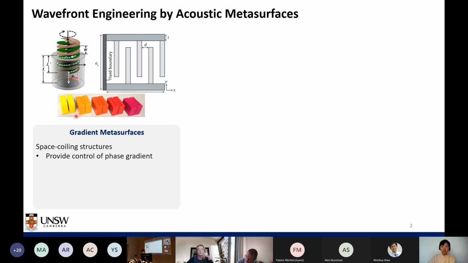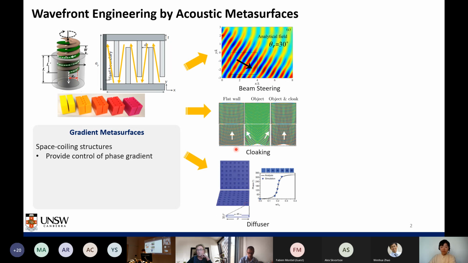In their design space, coiling structures, as shown in the top figures here, are commonly used to implement the phase gradient by controlling the wave propagating path, such that large phase shifts can be accumulated. They enable beam steering, cloaking, and the creation of diffusers by carefully adjusting the phase gradient along the metasurface.